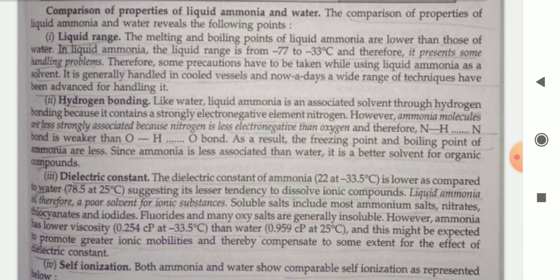Third is dielectric constant. The dielectric constant of ammonia, 22 at minus 33.5 degrees Celsius, is lower as compared to water.